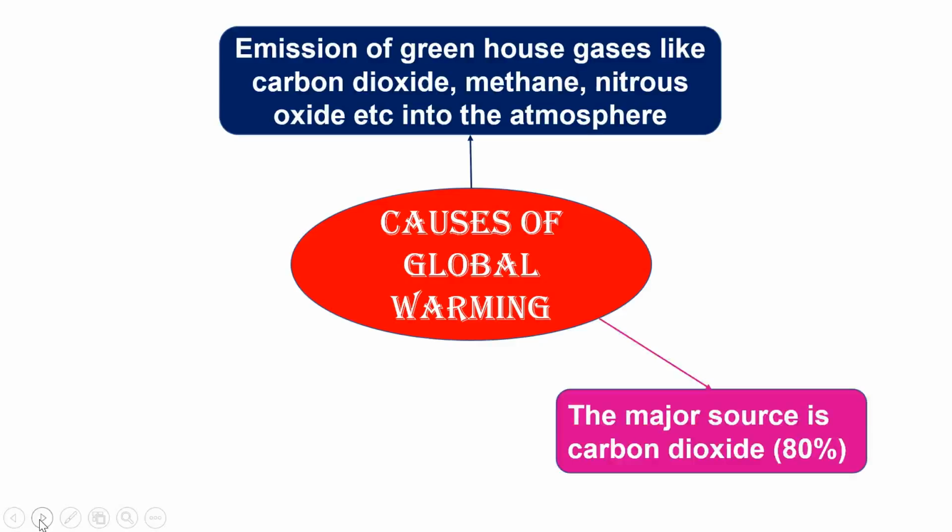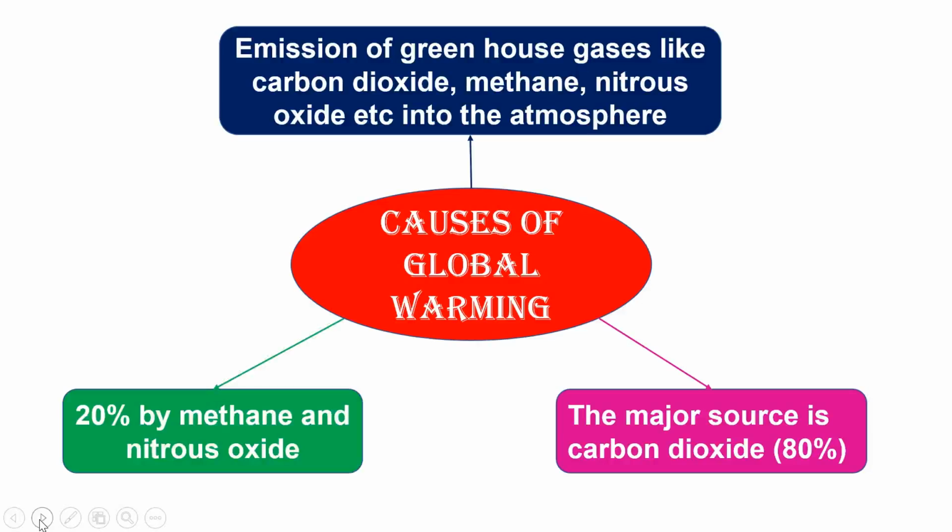Okay, next one is the major cause: carbon dioxide accounts for 80% of global warming, and the last one is 20% from methane and nitrous oxide. Okay, those are the causes of global warming.